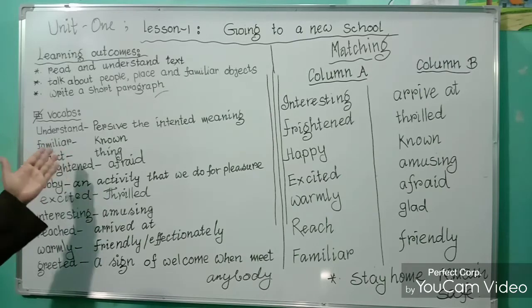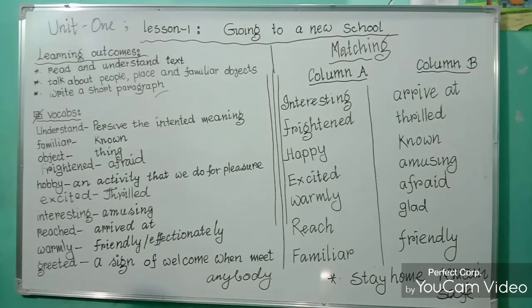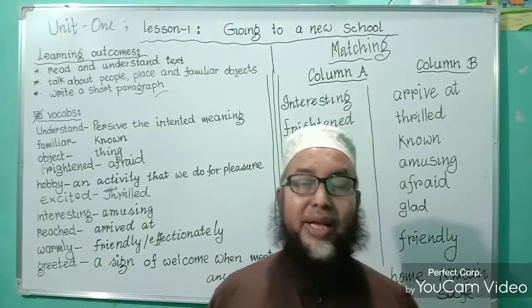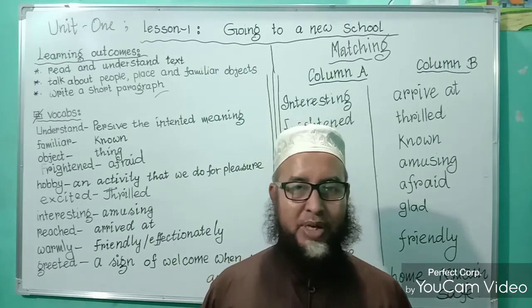Okay, so you see, here I have written the words and I have also given the meaning. Dear students, here I have written understand, perceive the intended meaning. The Bengali meaning is বুঝতে পারা. Familiar, known, porichito. Object, thing, bostu. Frightened, afraid, vito. Hobby, an activity that we do for pleasure in our leisure time. Excited, thrilled, uttejito. Interesting, amusing, মজাদার. Raised, arrived, poslam. Warmly, friendly or affectionately, ushnobhabe. Greeted, a sign of welcome when we meet anybody, অর্থাৎ কাউকে স্বাগতম জানানো. Okay, dear students, we have learned the words. Now we will memorize the meaning, and learn spelling and good pronunciation.